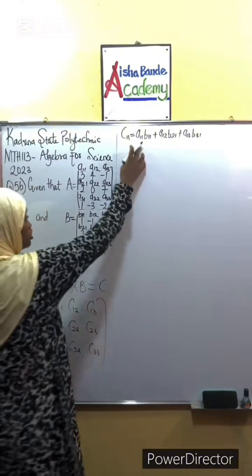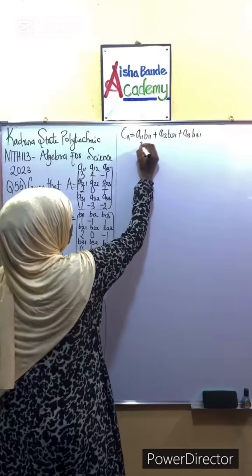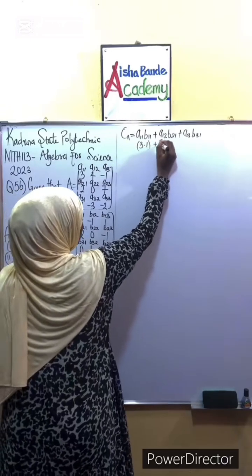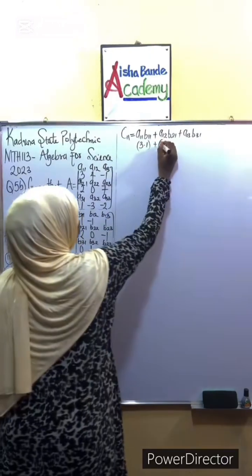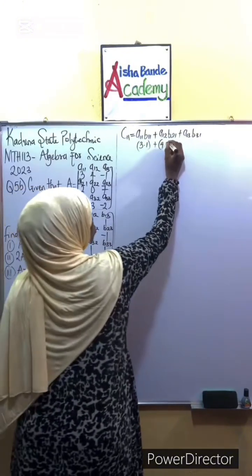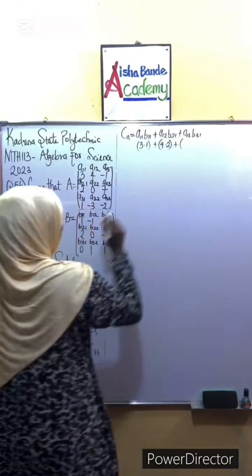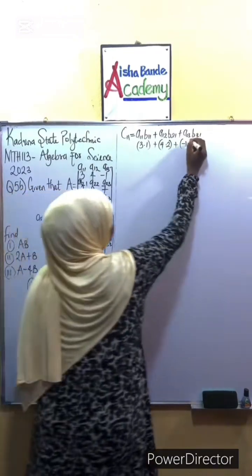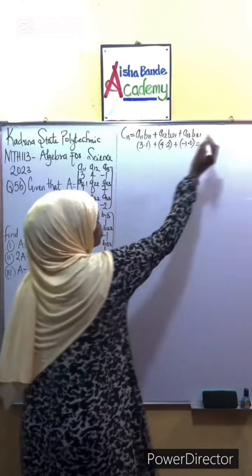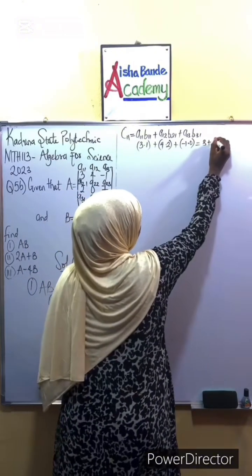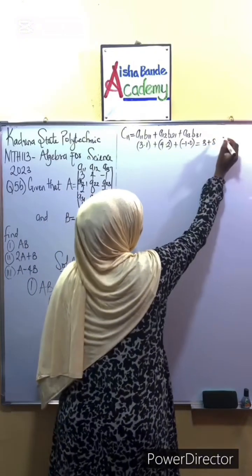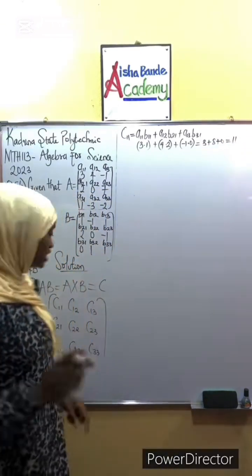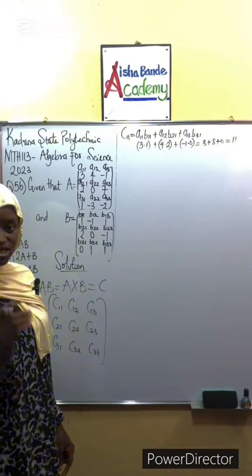Now let's substitute in the figures. A11 here is 3 multiplied by B11, which is 1, plus A12 is 4 multiplied by B21, which is 2, plus A13 is minus 1 multiplied by B31, which is 0. Let's simplify this. 3 times 1 is 3, plus 4 times 2 is 8, and minus 1 times 0 is 0, so plus 0. So we have 3 plus 8, which is 11. So our C11 is 11.